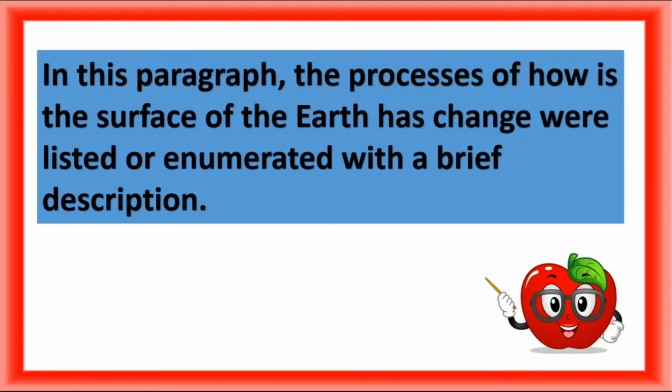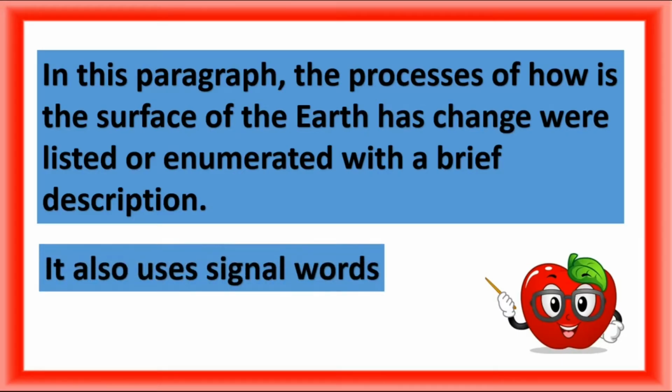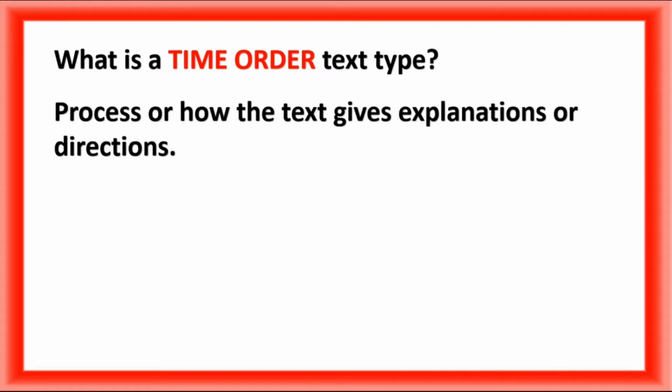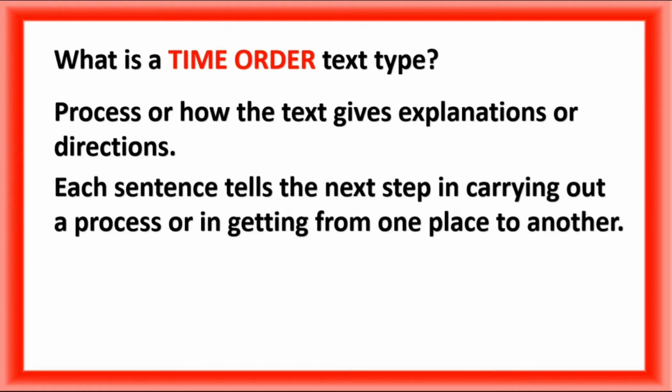In this paragraph, the processes of how the surface of the earth has changed were listed or enumerated with a brief description. It also uses signal words. What is a time order text type? It is a process, or how the text gives explanations or directions. Each sentence tells the next step in carrying out a process or in getting from one place to another.